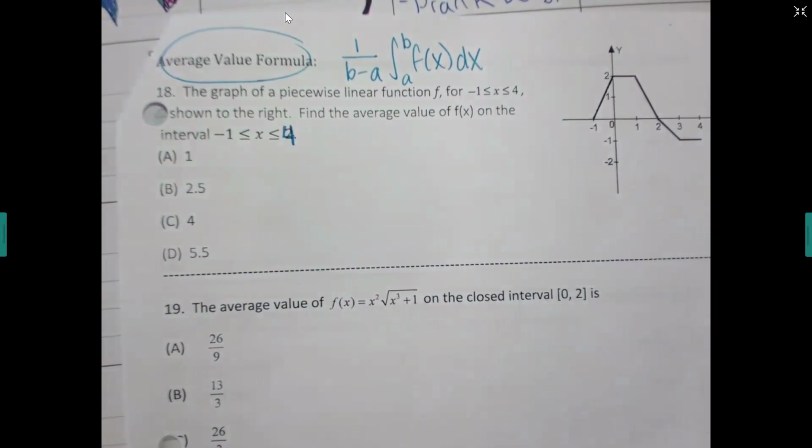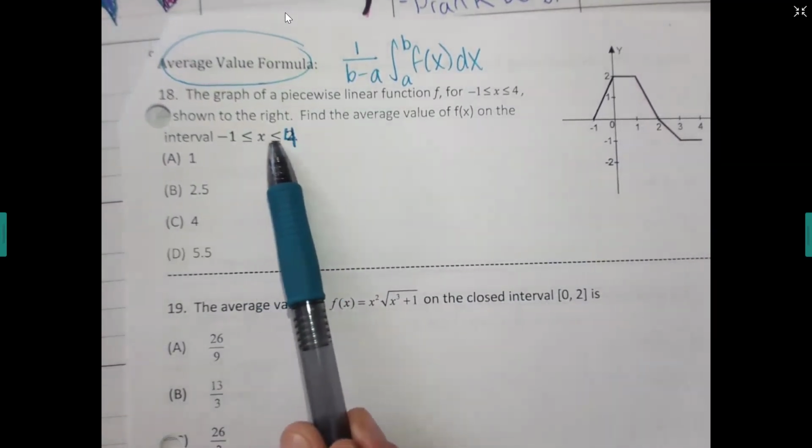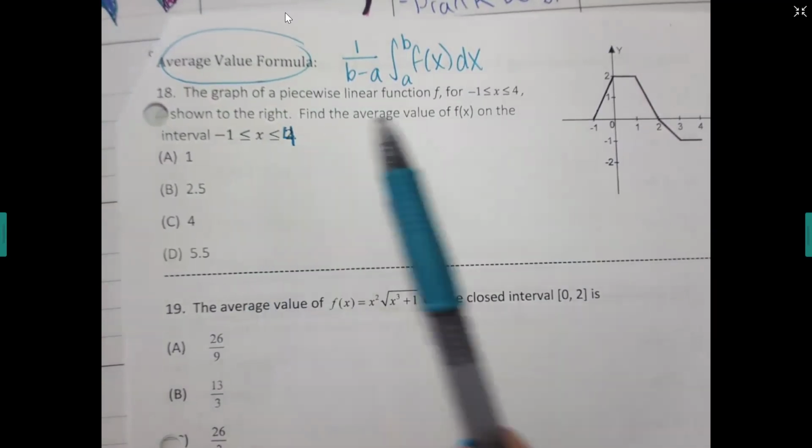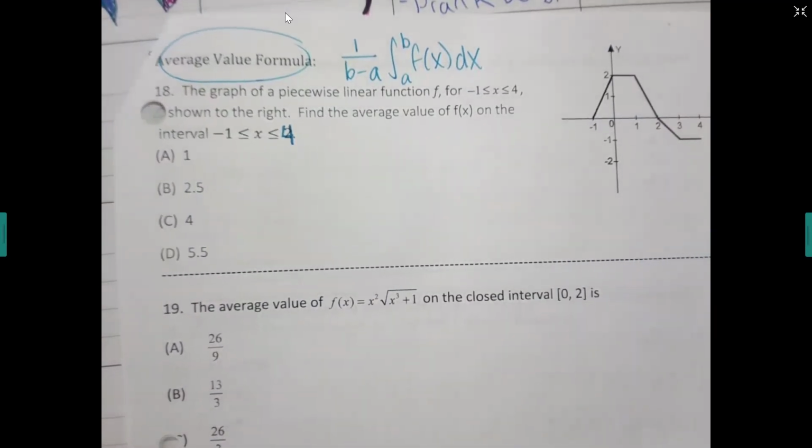So write down your average value formula. Okay, and then for number 18, we're going to set up average value, but it should be -1 to 4. It says -1 to 2 here, but if you do it like that, you're not going to get an answer choice. So -1 to 4.